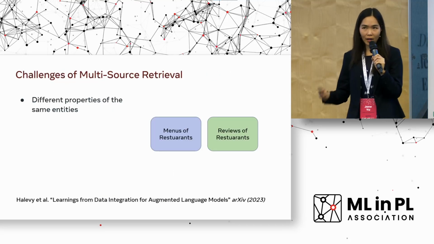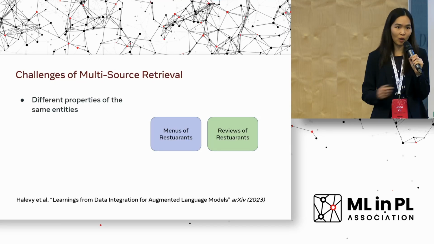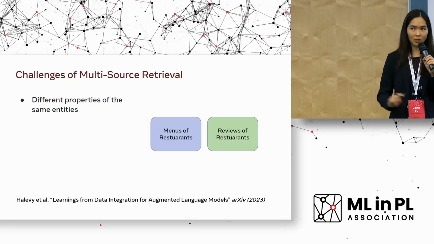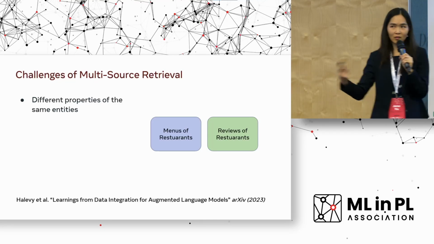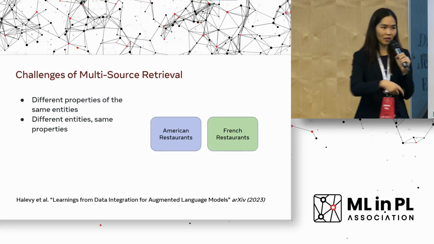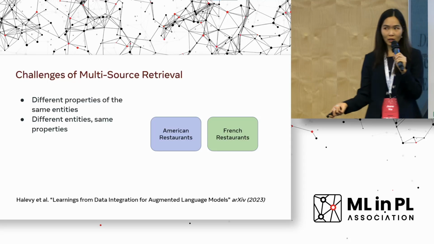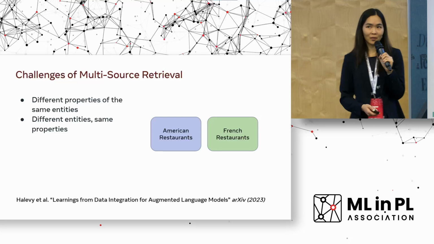There are also different kinds of problems when it comes to multi-source retrieval. You can have the case where you have different properties of the same entities. So let's say we have two tools. One of them gives the menus of the restaurant, but the other one gives the reviews of the restaurant. You can also have the other case where they're different entities, but they have the same properties. So maybe one is American restaurants, the other is French restaurants.